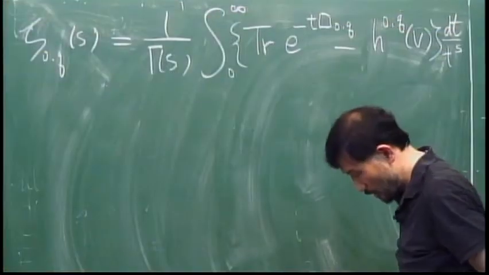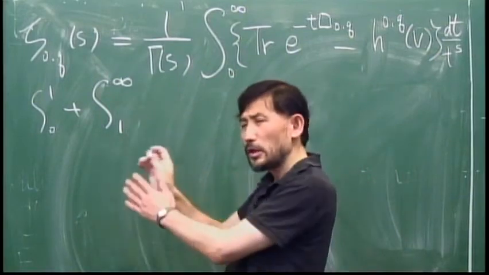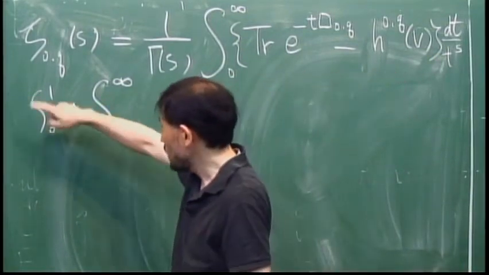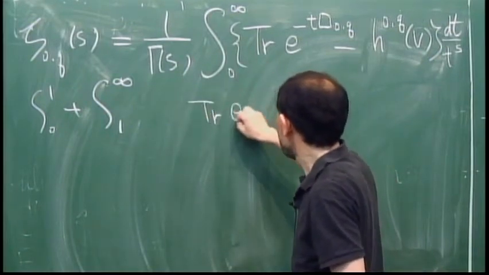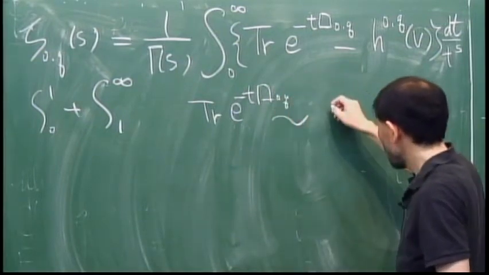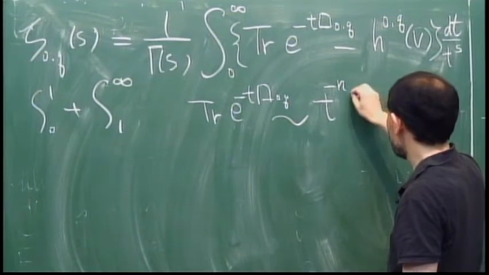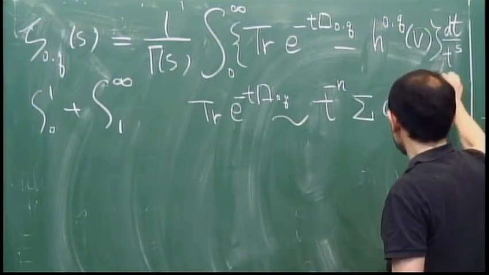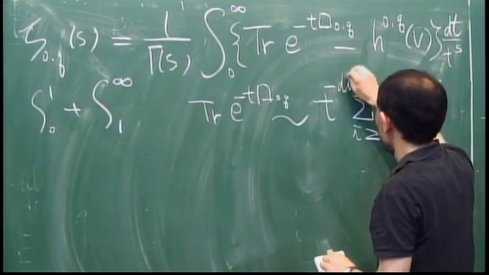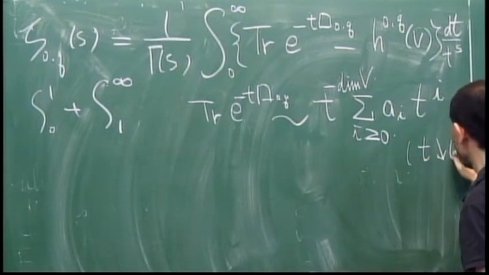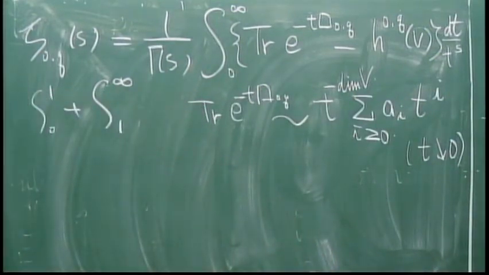And by this formula we separate the integral into these two parts. This part is already holomorphic for any s, so what we have to take care of is this part, and here we use the asymptotic expansion. The trace of the heat kernel has an asymptotic expansion like this, where n is the complex dimension. So using this, we can prove that it admits analytic continuation.